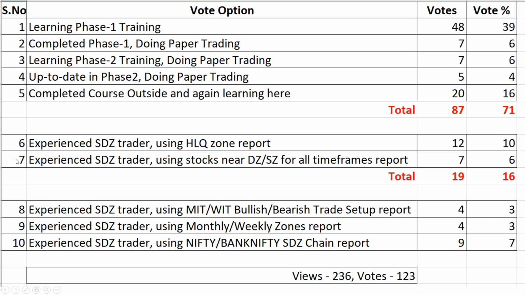But I have a concern about only the 7th group: experienced SDZ traders using stocks near demand and supply zones and ignoring high liquidity zones. It will take some time for them. Currently 7 people are there, but both the zones together, 19 people are there. That means they are following the stocks near demand and supply zone report, which includes high liquidity zones for the 75 minutes and 5 minutes daily time frame.